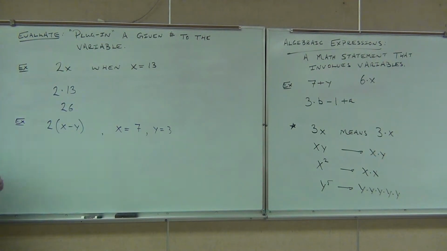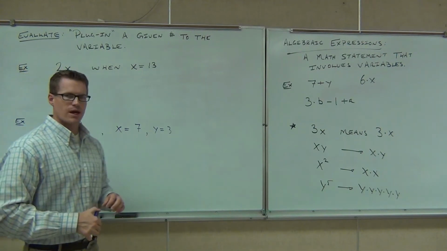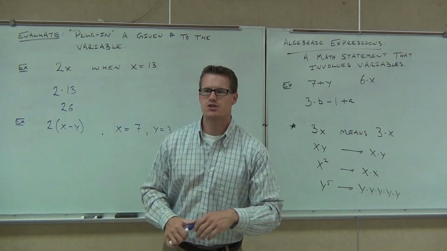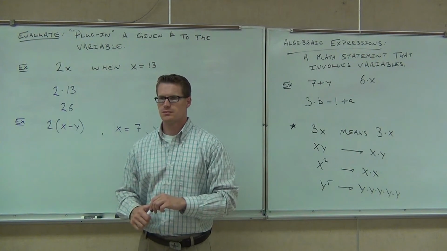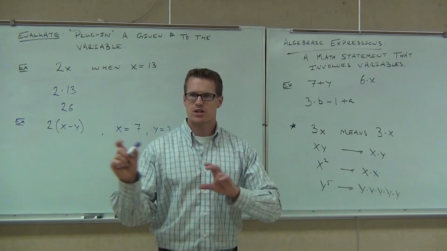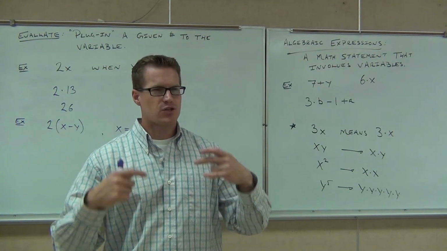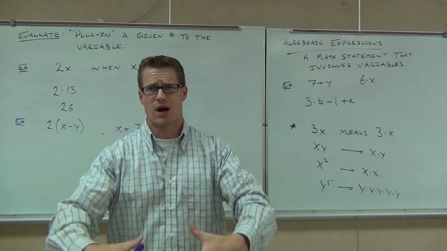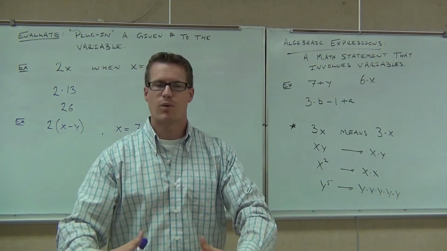So we're going to evaluate 2 times the quantity x minus y when x is 7 and y is 3. Tell me the first thing we're going to do. Great, okay. So we're going to change the x and the y. We're going to do that without doing any math in our head. We're just going to rewrite it. That gives us a good understanding about what we do next in our problem.